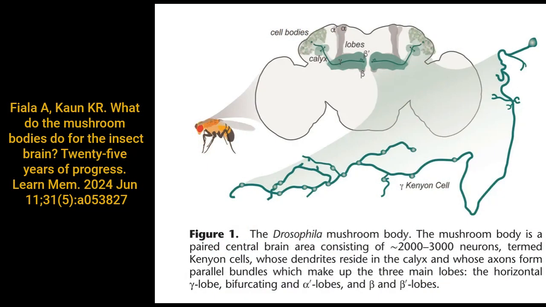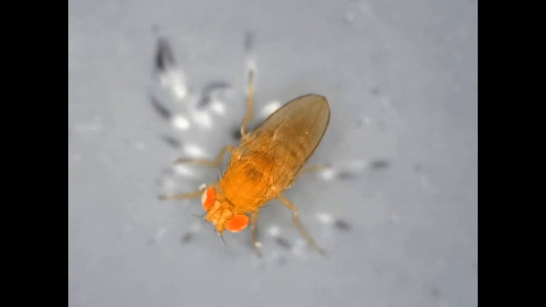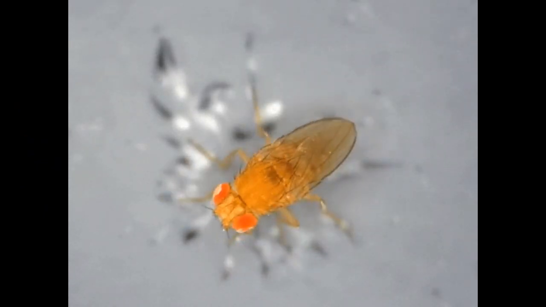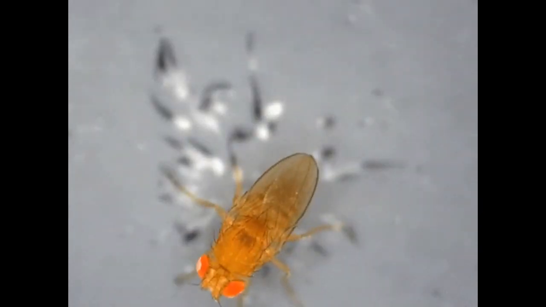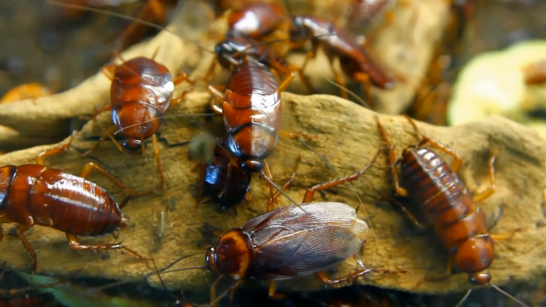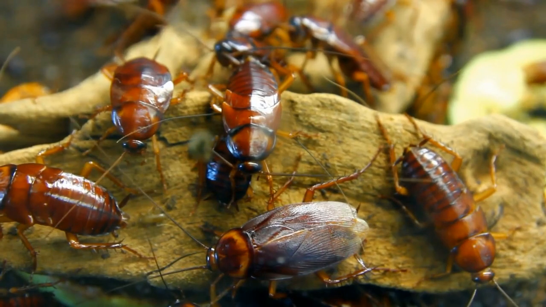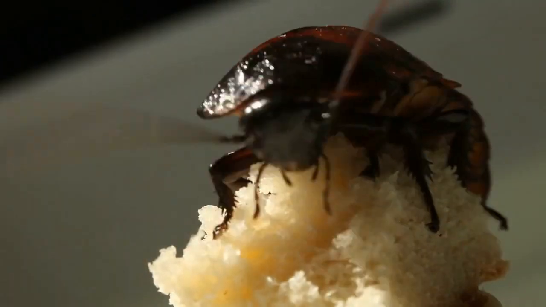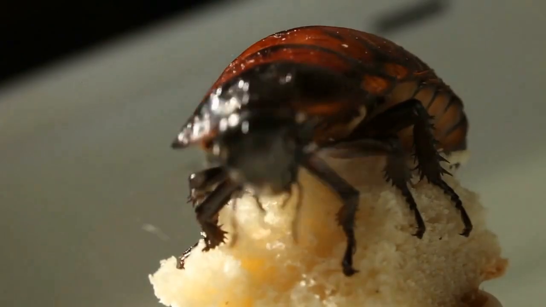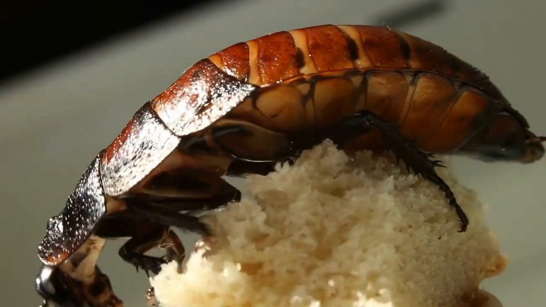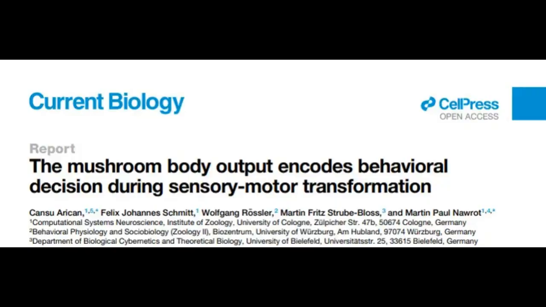For example, in Drosophila melanogaster, the fruit fly, the mushroom bodies predominantly process olfactory information. They receive input from the antenna lobe and play a central role in odor discrimination and associative learning. Meanwhile, cockroaches exhibit a broader sensory integration role in their mushroom bodies. Studies have shown that their mushroom bodies encode more than just sensory input. They also contribute to decision-making and motor control. Experimental recordings have revealed that when a cockroach perceives food odors, mushroom body neurons actively influence its decision to approach or ignore the stimulus.